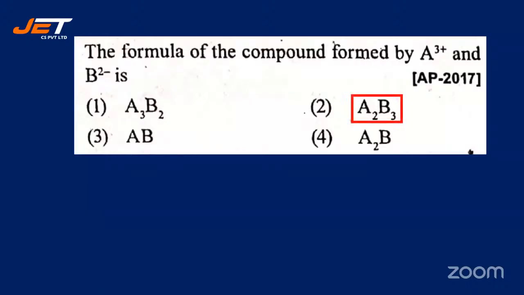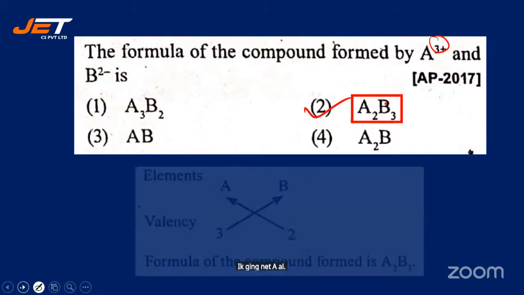It is A2B3. Whenever we form the formula, we have to exchange the charges. The charge of one ion goes to the other. The 3 plus will go to B and the 2 minus will go to A. If you make it opposite, then you will get the right answer.